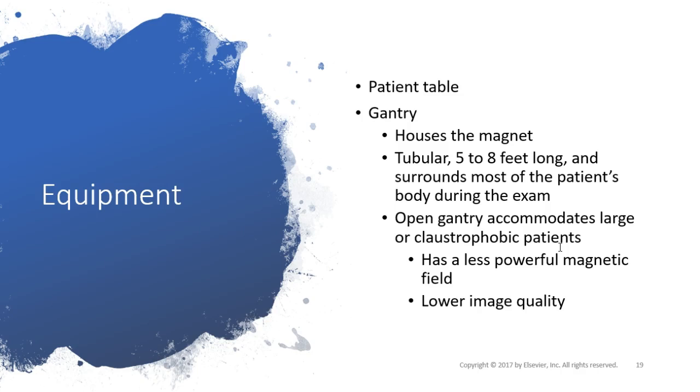So the bore houses the magnet. It's tubular. It's usually 5 to 8 feet long. It surrounds most of the patient during the exam. So the patient goes to the center. It's called isocenter for any exams that we're going to be doing. Open gantry accommodates larger, claustrophobic patients. Typically, they're less powerful, and with that lower power, we don't have as good image quality.